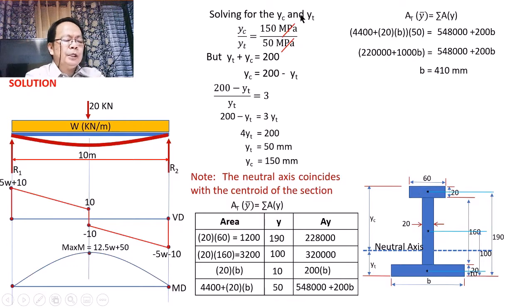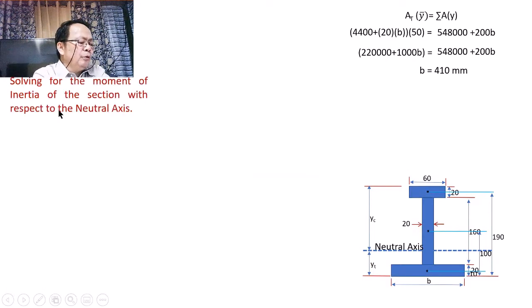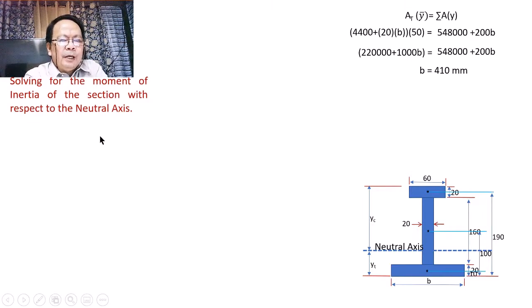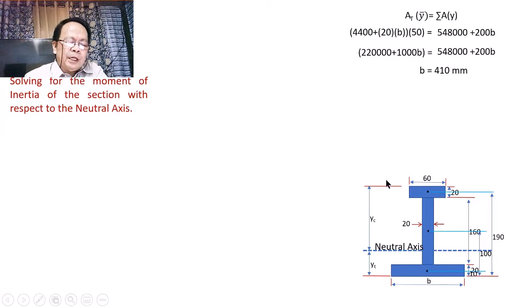And so we shall now be working on the moments of inertia, kasi in the formula for the stress, we need to determine the moments of inertia. We shall be solving here the moment of inertia of the section with respect to the neutral axis, knowing that the neutral axis is at y sub t distance from the base, from the bottom of the section. And we have just computed that b is equal to 410. So we shall now be solving for the moment of inertia of this entire section.